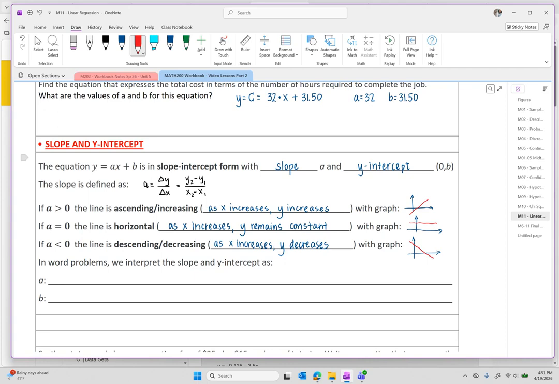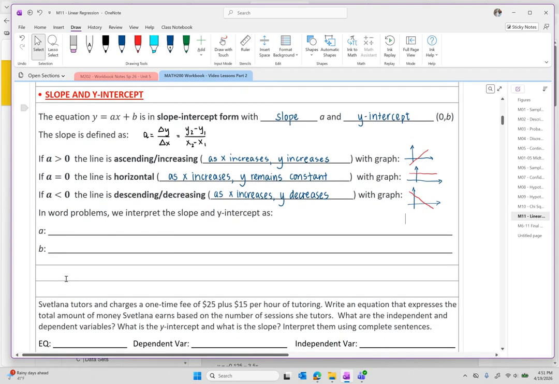In word problems, you will interpret the slope and the y-intercept as follows. The slope will be the change in y for every unit increase in x, and the y-intercept will be the value of y when the x is equal to 0. Remember to replace the names for x and y and include units based on your actual scenario.